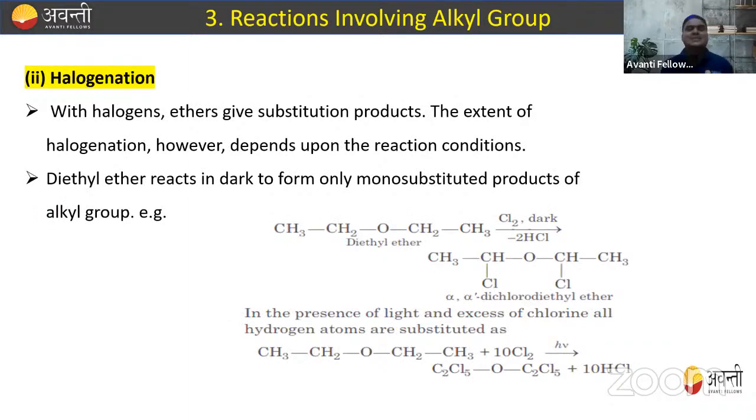Now, the next reaction is halogenation. So with halogenation, ether gives substituted product, and the extent of halogenation, however, depends upon the reaction condition only. Always remember, right? For example, diethyl ether reacts in dark to form only mono-substituted product, whereas in the presence of light, they will form some different product, right? So always remember this thing. So halogenation of ether gives the substituted product, and the extent of halogenation, कितना halogenation होगा, ये totally depend करेगा.